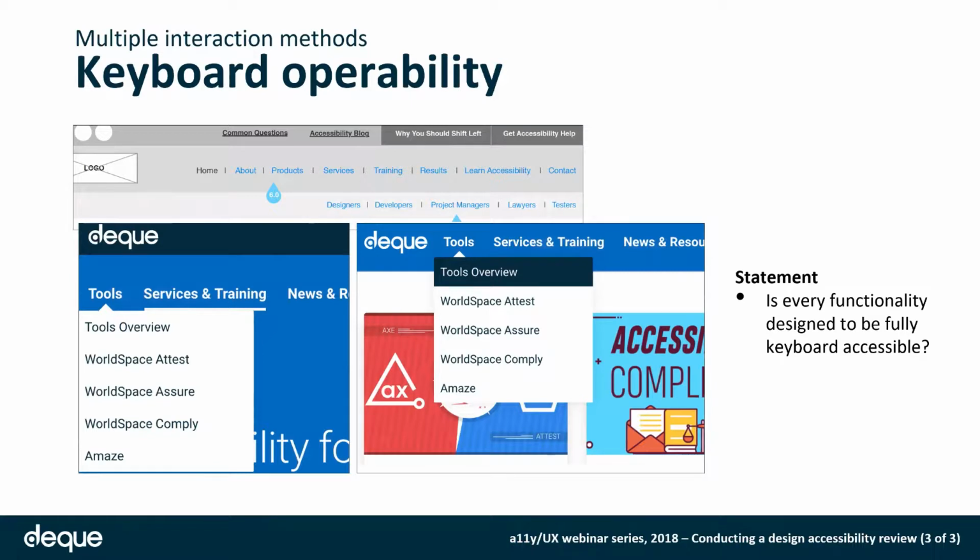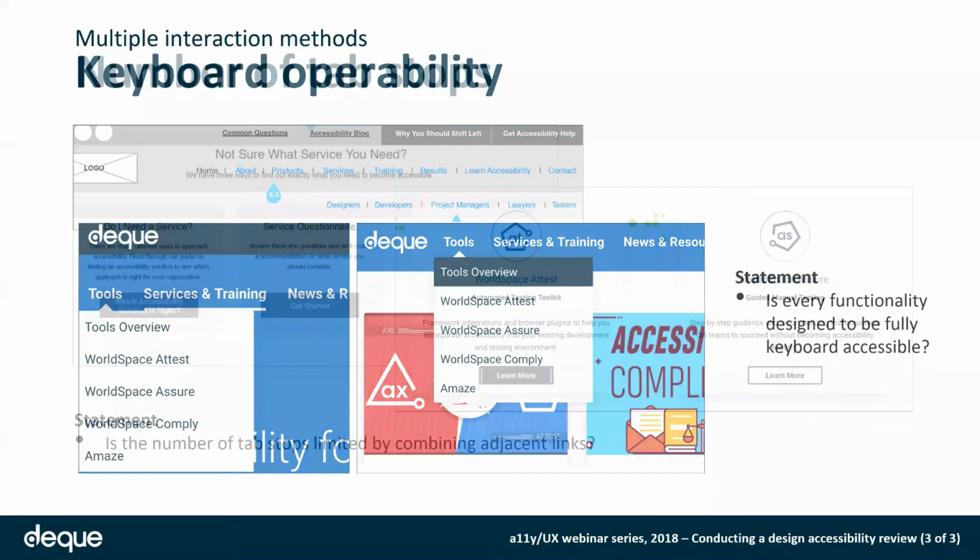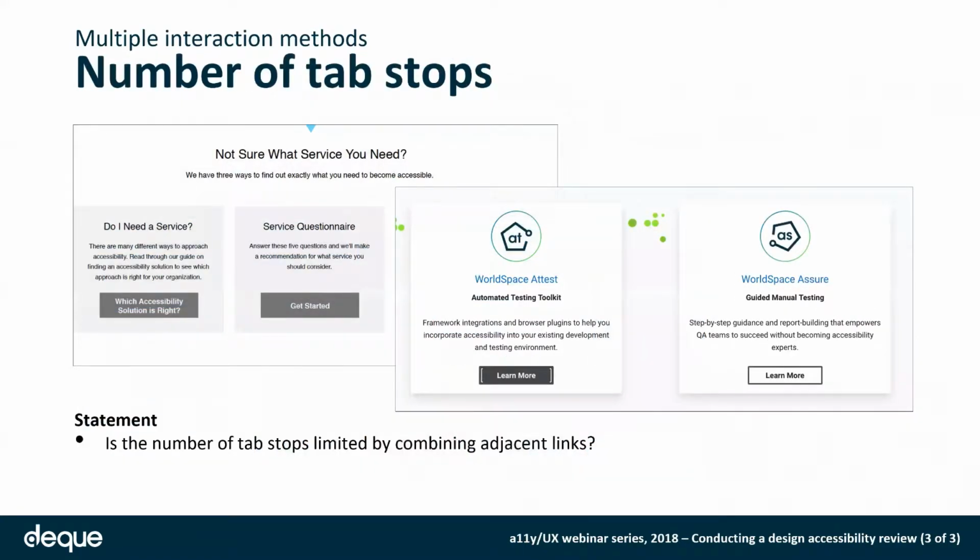That way, we are ensuring that this mega menu, which is not seen in its default state, is still accessible via mouse as well as the keyboard. And the statement that you really need to focus on is whether every functionality is designed to be fully keyboard accessible or not. In case that is not the case, then you need to have that interaction implemented right when you're designing it.